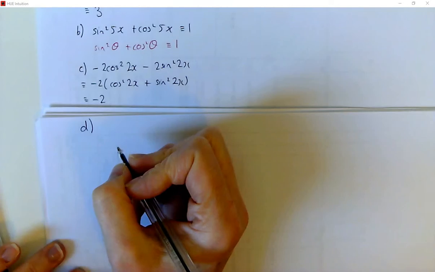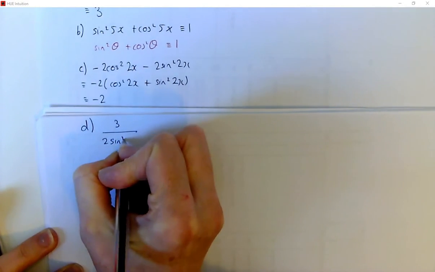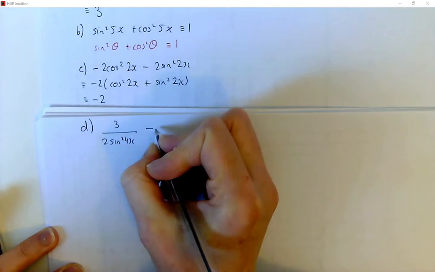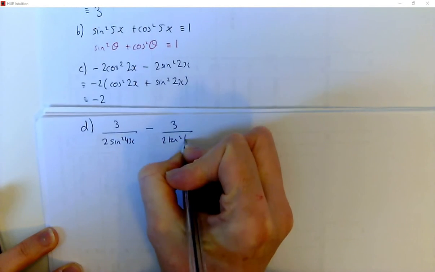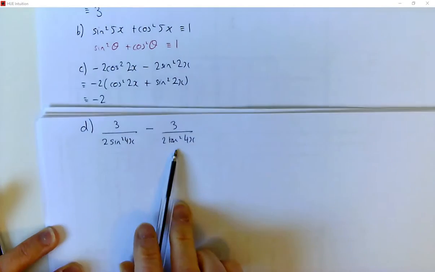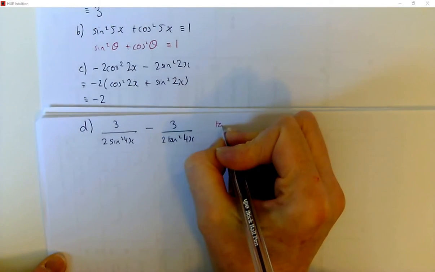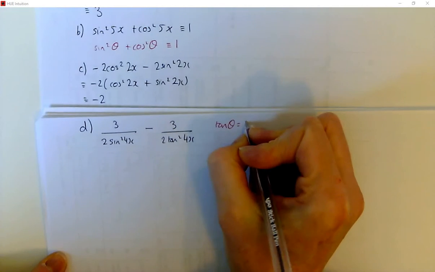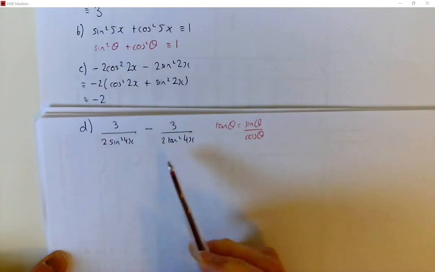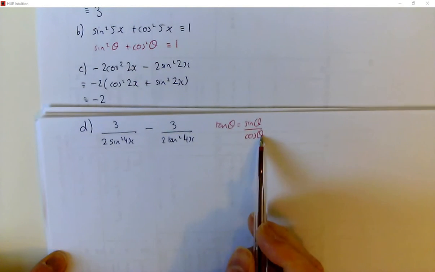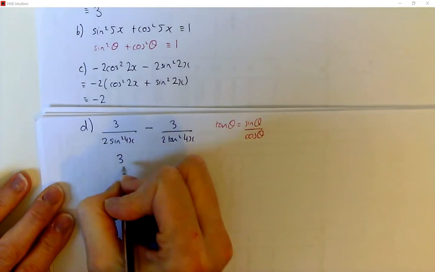So for D it's a little bit different. We've got 3 over 2 sine squared 4x minus 3 over 2 tan squared 4x. Right, so it's not the cos this time, so we need to remember our identity involving tan. So tan theta is sine theta over cos theta. Then tan squared theta will be sine squared theta over cos squared theta, and our theta is 4x here. So let's rewrite that.